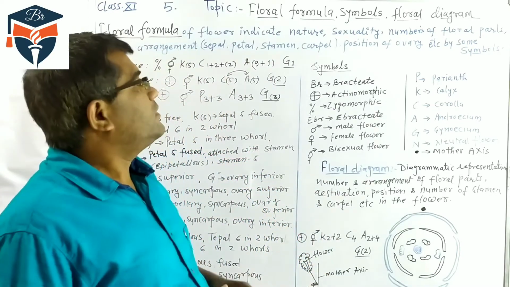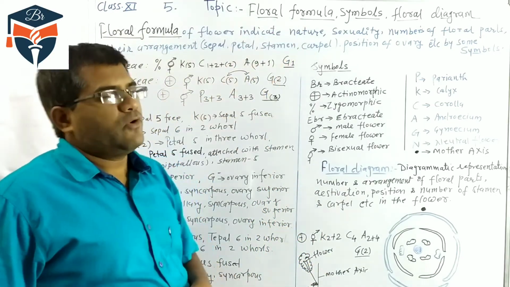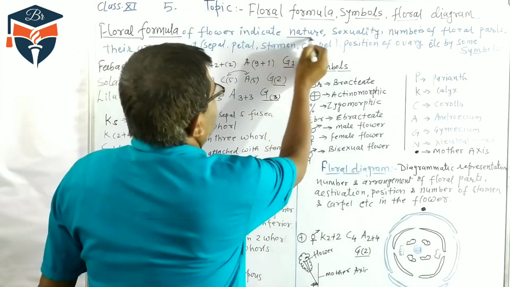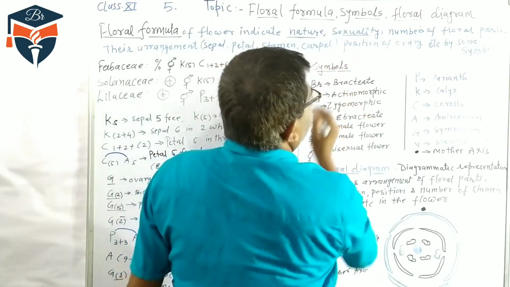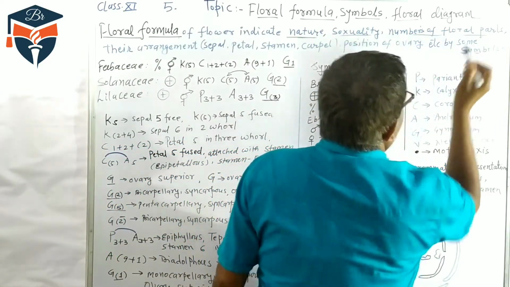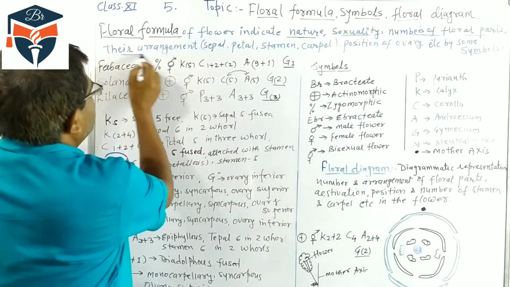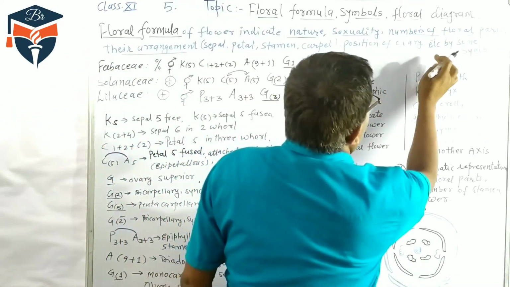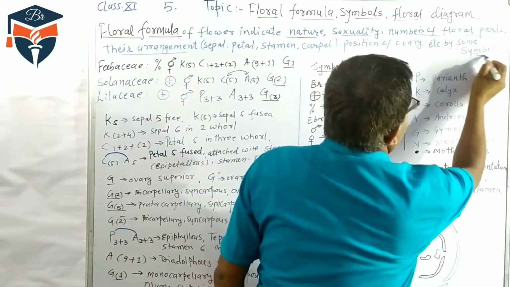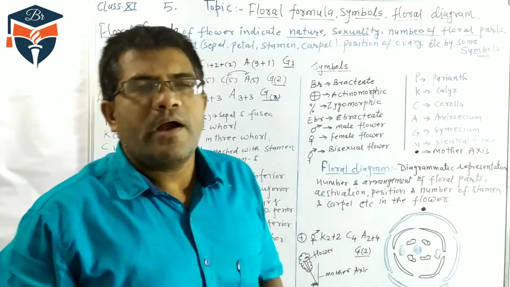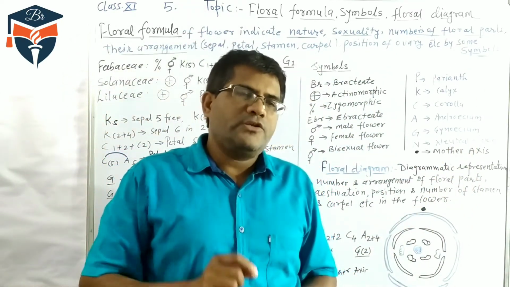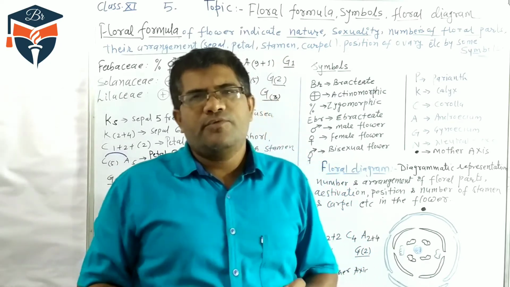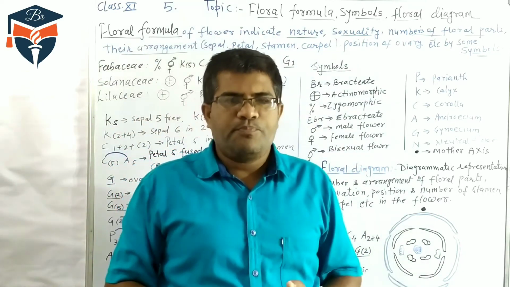Students, at first we should remember what we mean by floral formula. The floral formula of a flower indicates the nature, sexuality, number of floral parts, their arrangement, floral parts like sepal, petals, stamen, carpel, position of ovary, etc. by symbols. We have discussed the parts of the flower: calyx, corolla, androecium and gynoecium. Also we have discussed the arrangement of sepal and petal. It is called the estivation.